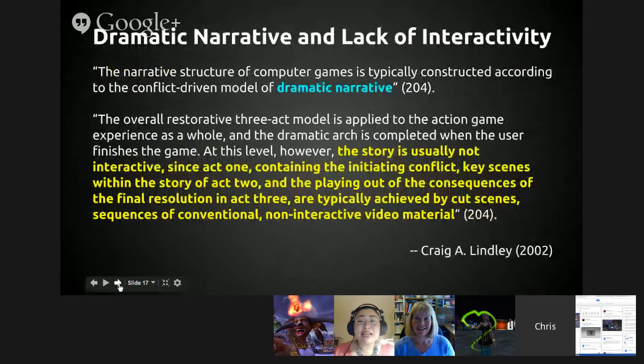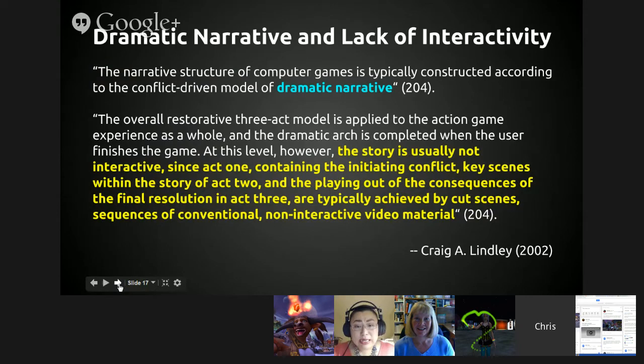All right. Dramatic narrative and lack of interactivity. The narrative structure of computer games is typically constructed according to the conflict-driven model of dramatic narrative. Okay, so dramatic narrative, again, think about Aristotle. It goes all the way back to what exactly is a drama. And a drama has that three-part structure, so beginning, middle, and end, and there's a conflict.